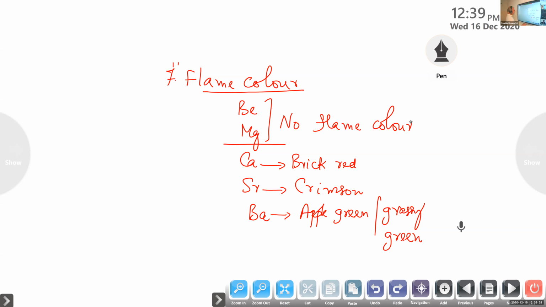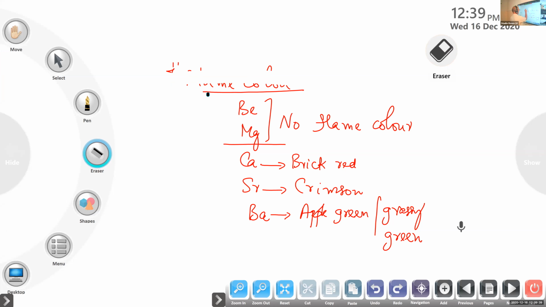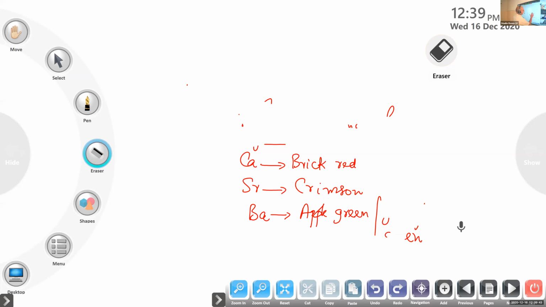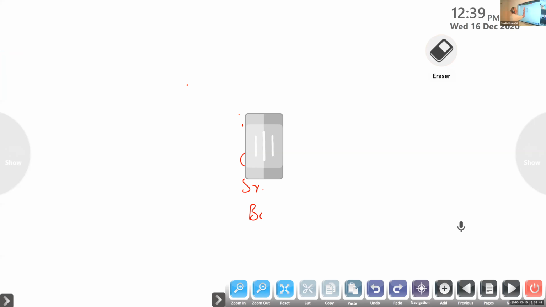Okay. So calcium, strontium, and barium produce characteristic flame colors. So from the flame color, we can identify the metals.